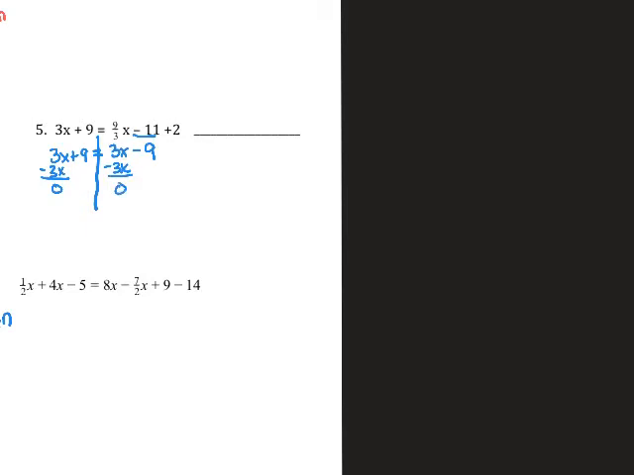So it's not one solution. What are we left with? 9 equals negative 9. Is that a true statement? No, it's not. They are 18 units apart. So, no solution.